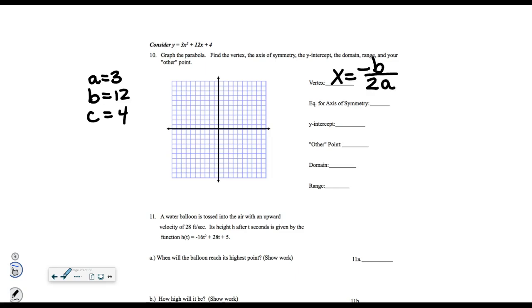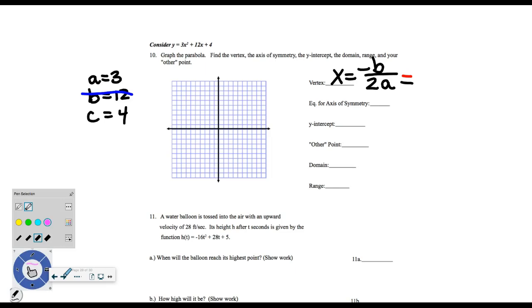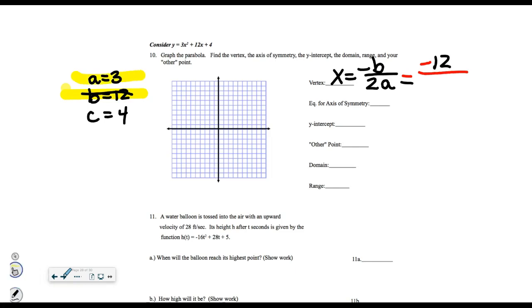So you go back over here. It's the opposite of my b, which is 12. So we'll do -12 over 2 times the a. 2 times 3 is 6. -12 divided by 6 is -2.